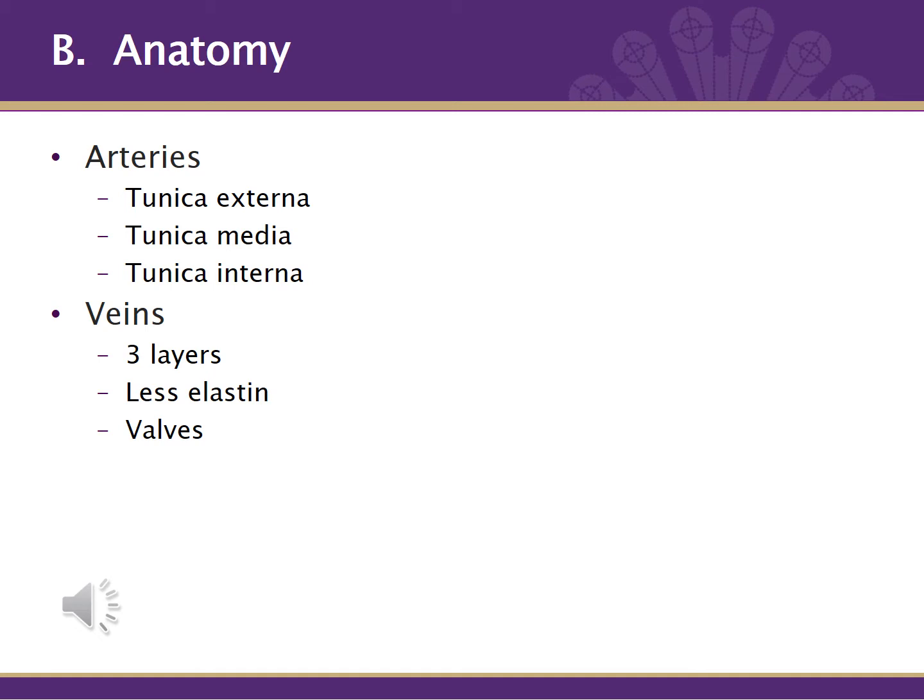Veins have the same three layers as arteries, but there are some differences. For example, the tunica media, or the muscular layer, is not as thick in veins and venules as it is in arteries or arterioles. Furthermore, there's less elastin, so these vessels are a little bit less resilient and stretchy. Additionally, some veins have valves to keep blood moving in the right direction.